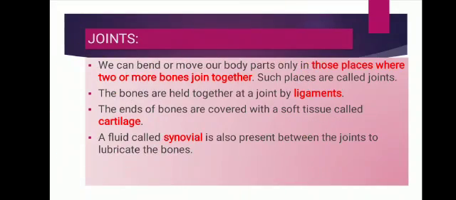Now next is about joints of the body. Our skeleton is made up of hard and strong bones, and bones cannot be bent. So we can bend or move our body parts only at those places where 2 or more bones join together, and such places are called joints. For example, we can bend our arm at the elbow because the bones of the upper arm and lower arm form a joint at the elbow.